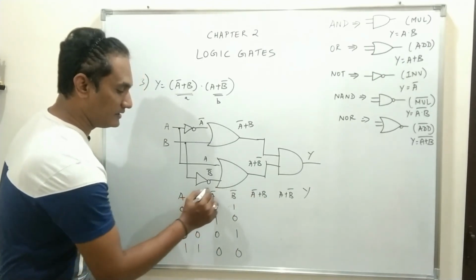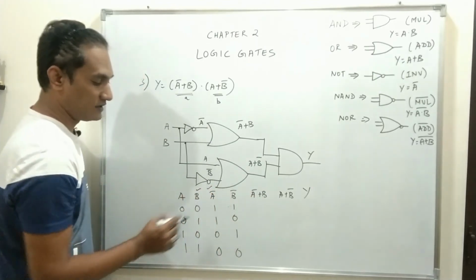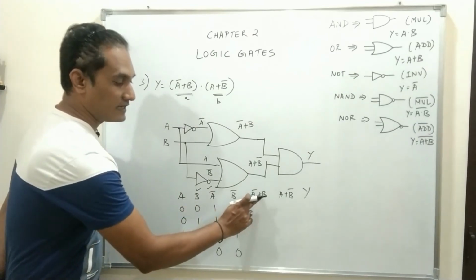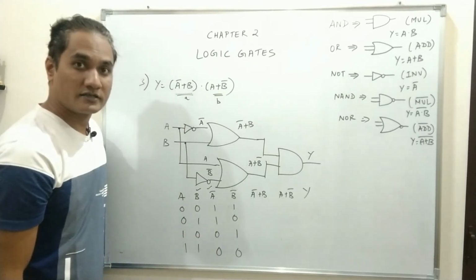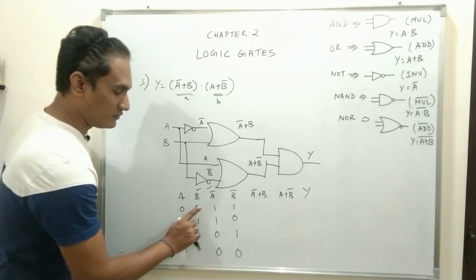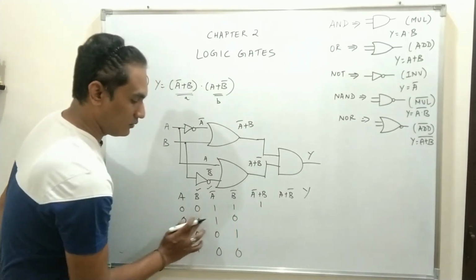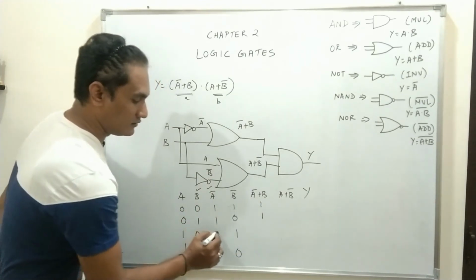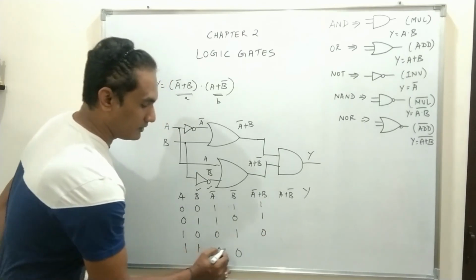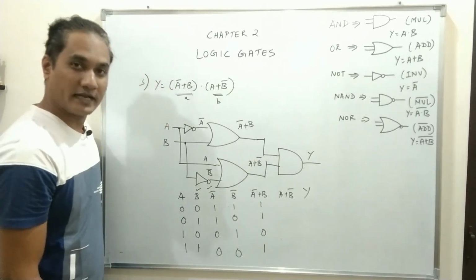So A bar plus B, that means between these two columns we have to apply the plus sign, meaning OR logic. OR operation indicates addition. So it will be 0 plus 1, 1; 1 plus 1, 1; 0 plus 0, 0; 1 plus 0, 1. Right?